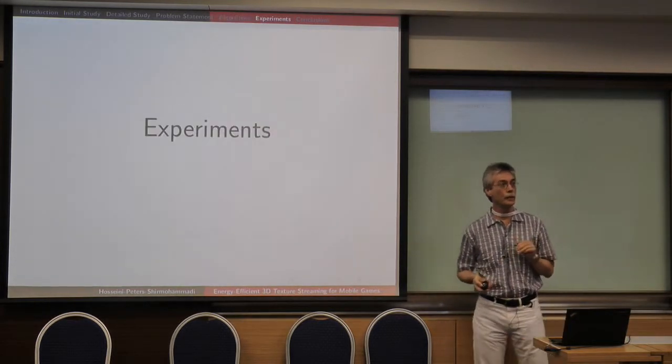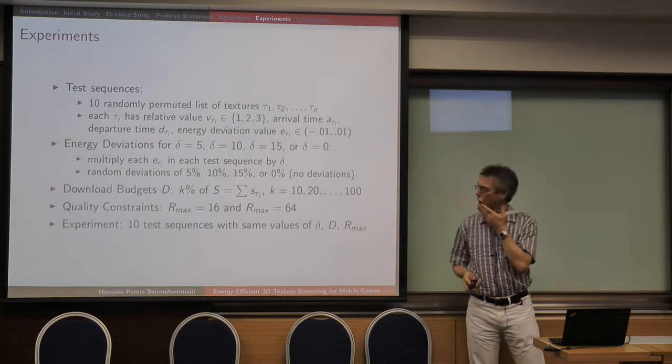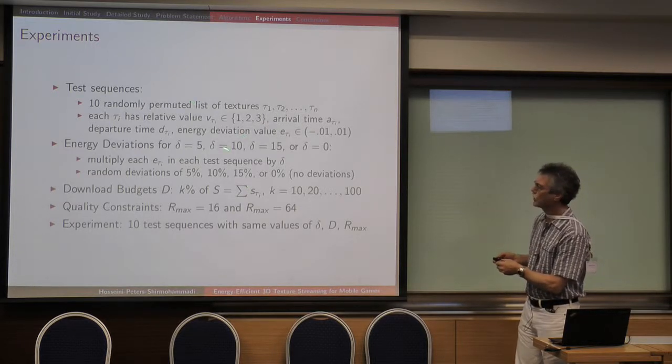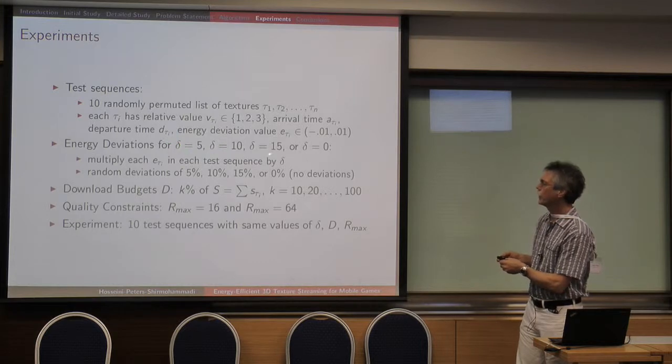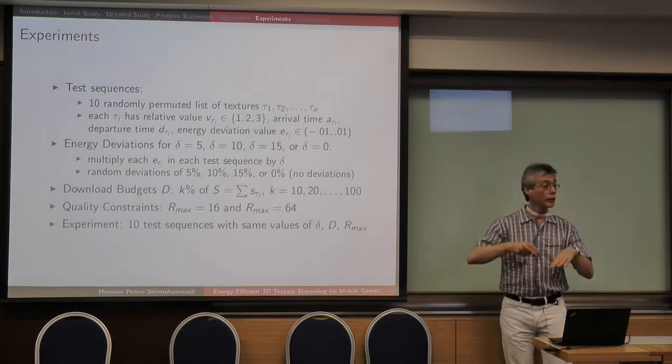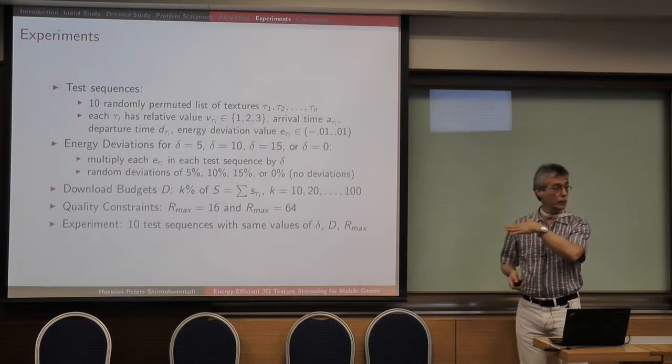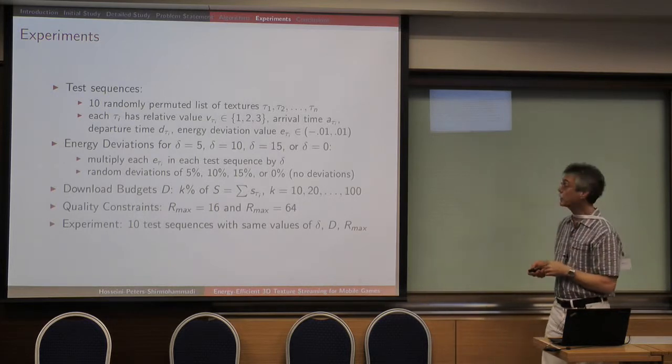So these are the algorithms. I'm not going to talk too much. This is too much detail. We did a bunch of test sequences, permutations. We tried 5, 10, 15% plus or minus energy deviations. These were all randomly generated in these intervals. 0 means no deviations.